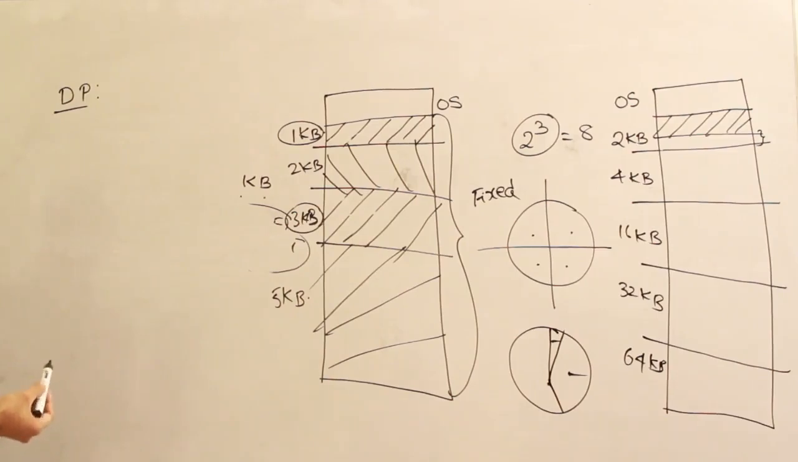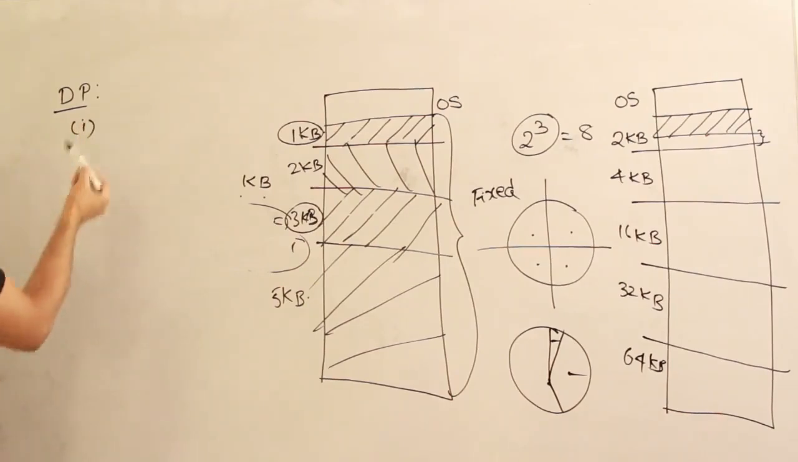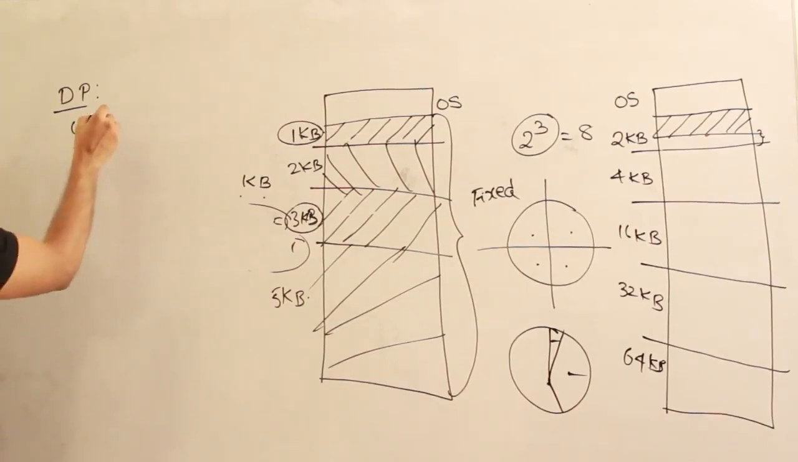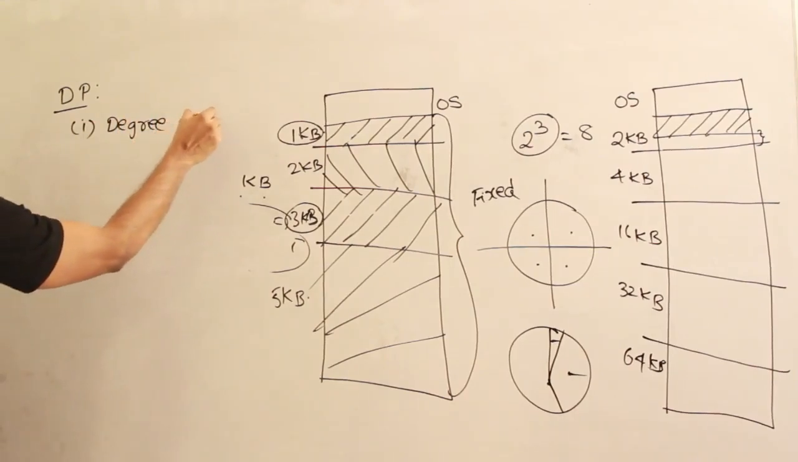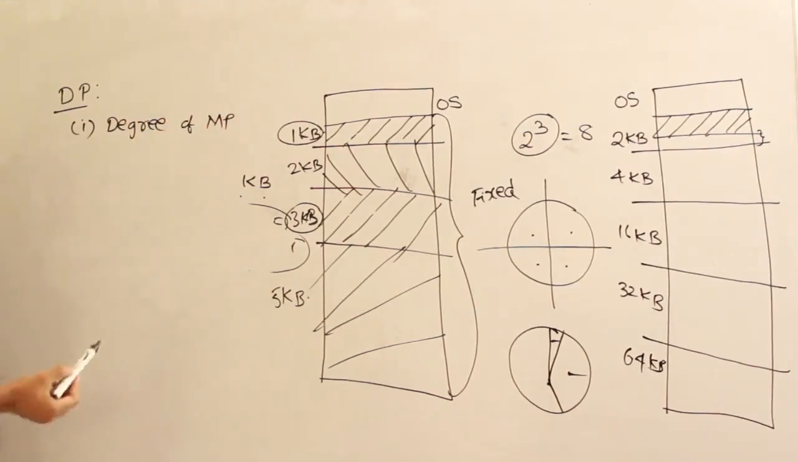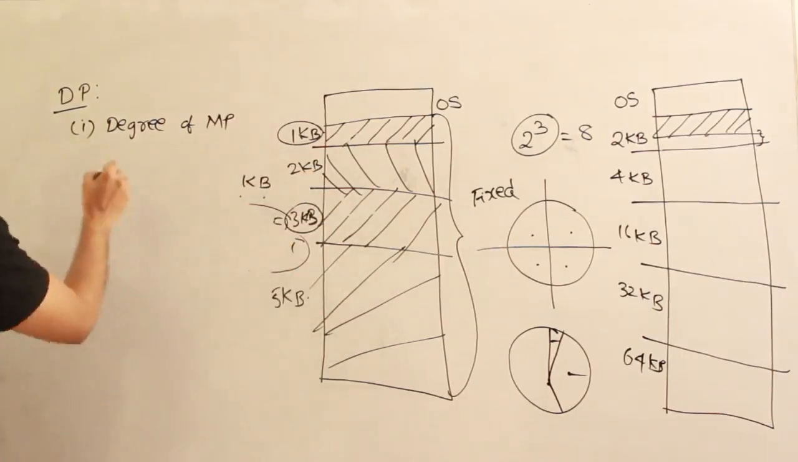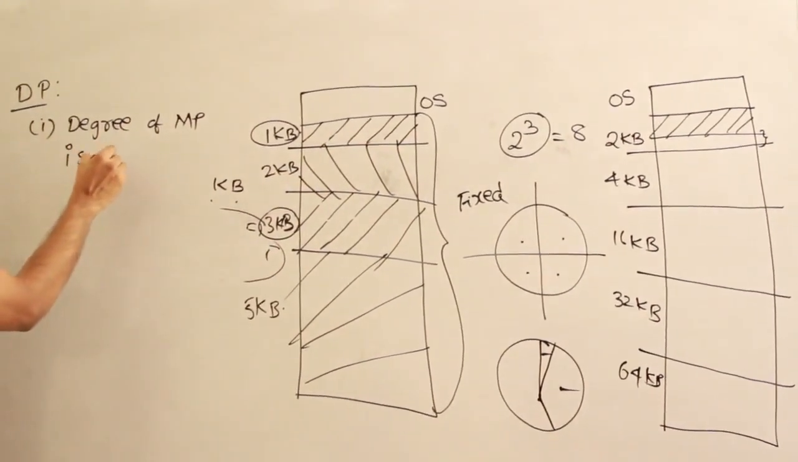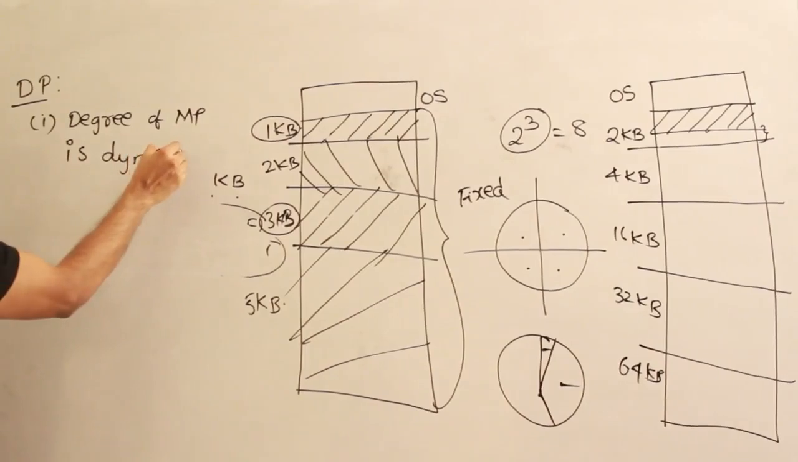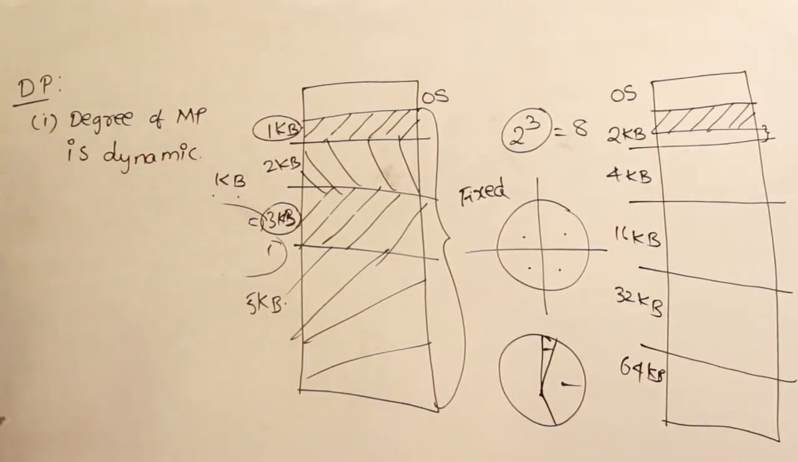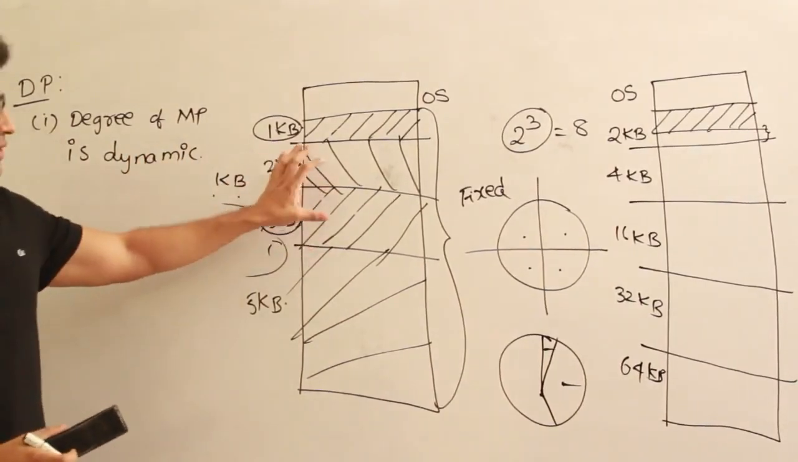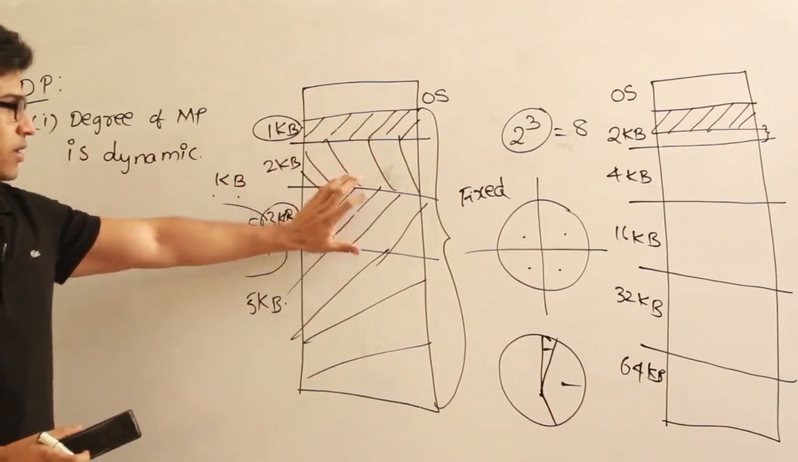One advantage is that it is flexible, in the sense that the degree of multi-programming is not fixed, isn't it? What is the degree of multi-programming? The number of processes that can be present in the system at any time, right? It is not fixed, it is dynamic. So depending on the sizes of the processes, at every point of time, the number of processes that can be present in the memory is going to change.